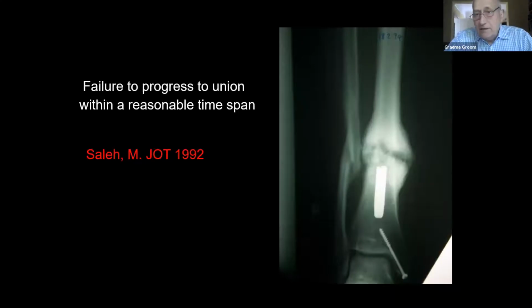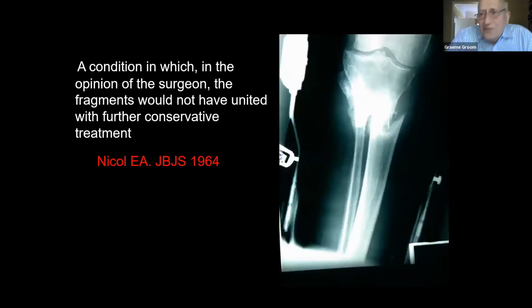Mike Saleh was a guru of fracture non-union management, and that was his definition, published at about the same time, but that is, I put it to you, meaningless. I think the most useful definition, or certainly the one we use, comes from a classic paper on tibial fractures by Nicoll. This is an ancient paper, but it's a classic paper, and he defines it as a condition in which, in the opinion of the surgeon, the fragments would not have united with further conservative treatment.